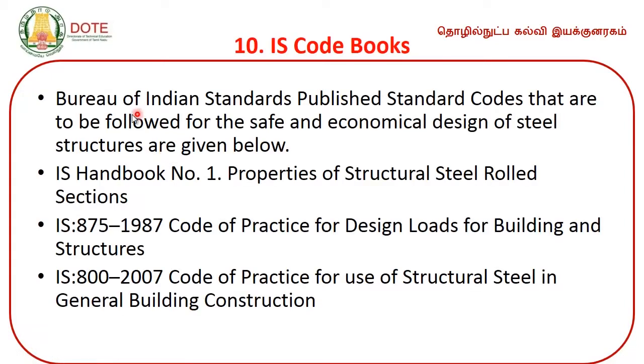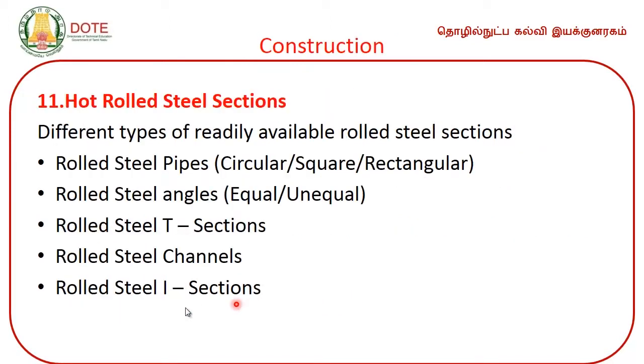IS code books which are referred for the design of steel structures as far as within India: the IS handbook to pick the values of the properties of the steel structural rolled sections, IS handbook number 1, and IS 875/1987 for taking the values of design loads on building structures. As you all know, it consists of part 1, part 2, part 3 and all. And IS 800/2007 is the code of practice for structural steel in general building construction.